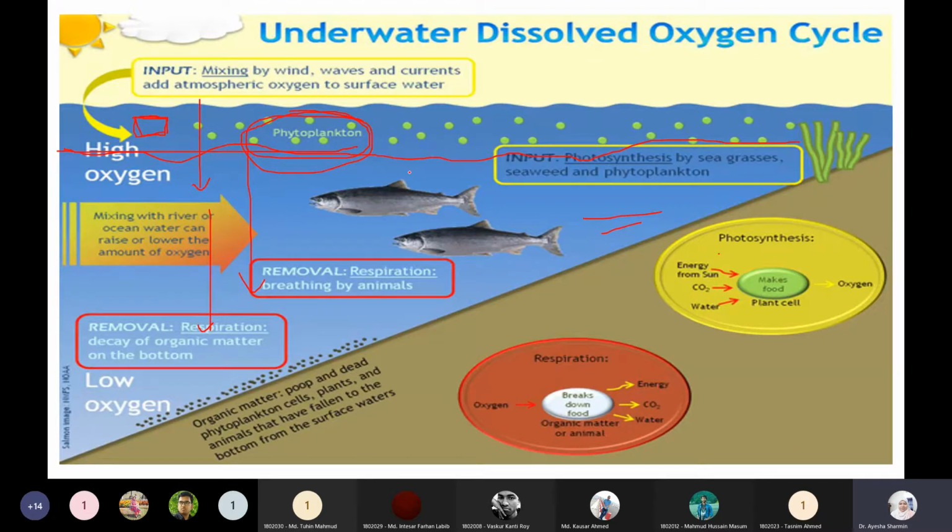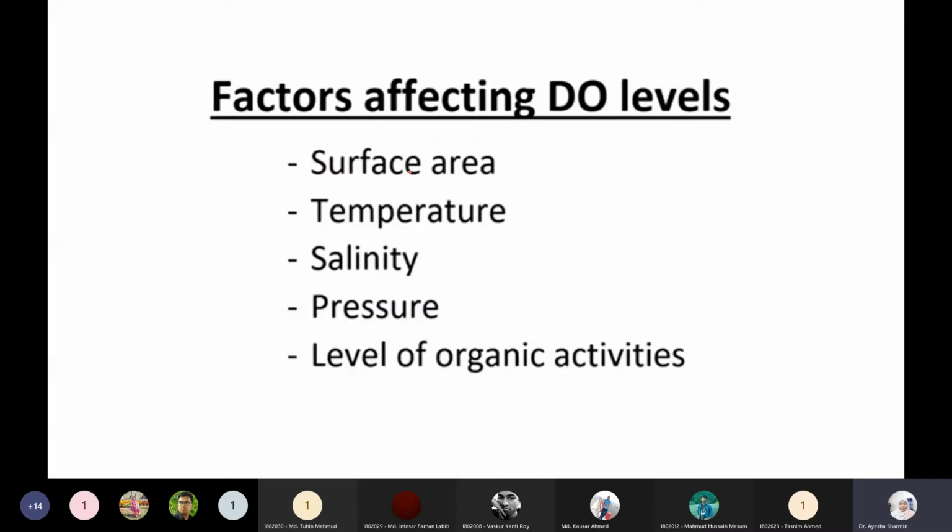So you can see that dissolved oxygen analysis is a very important tool for water quality, and also to forecast how healthy the water system is when you have different levels of oxygen. It's very important. However, the factors that can affect the dissolved oxygen levels are the surface area, temperature, salinity, pressure, and level of organic activity.